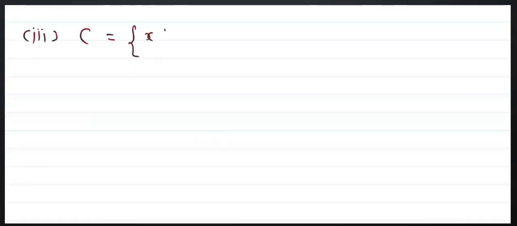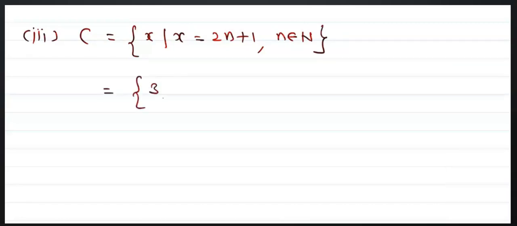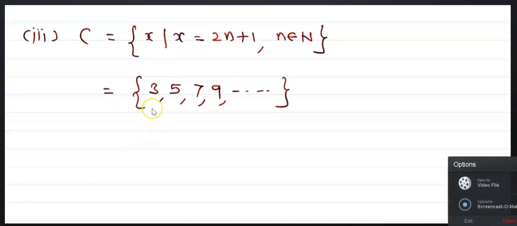Third, C is equal to {x such that x is equal to n plus 1, where n belongs to the set of natural numbers}. The numbers are like this. That is 3, 5, 7, 9 and so on.